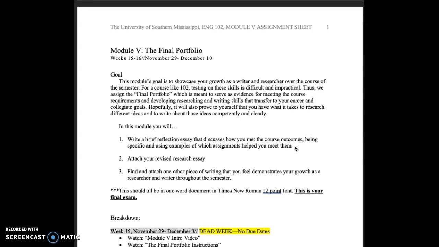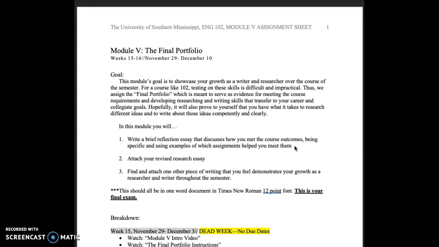This is our last module for the course, and it is going to walk you through creating your final portfolio, which is your final exam for the course. So the goal of this module is to showcase your growth as a writer and as a researcher that you've developed over the course of the semester.